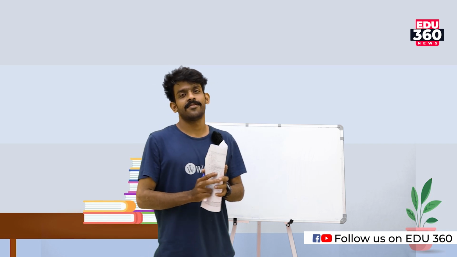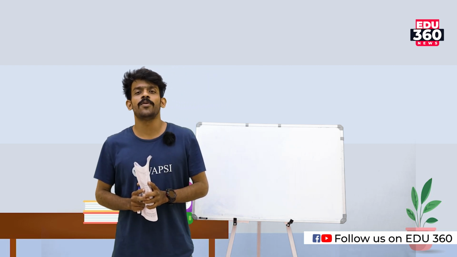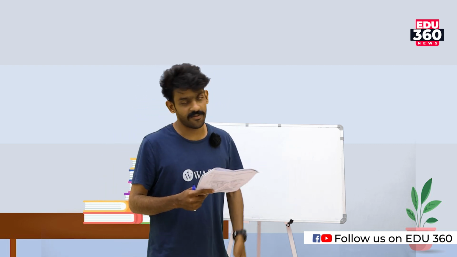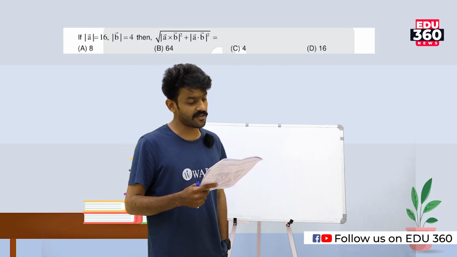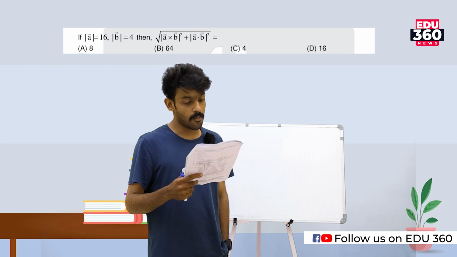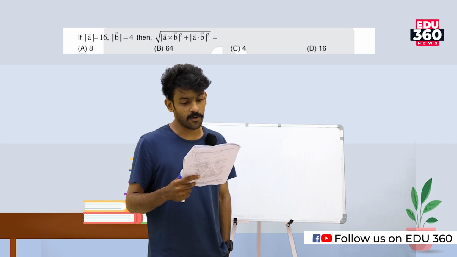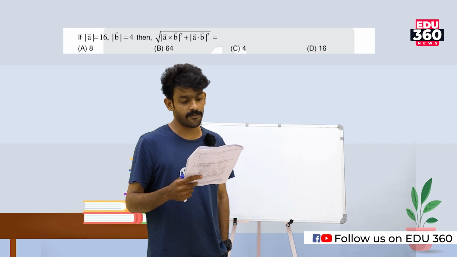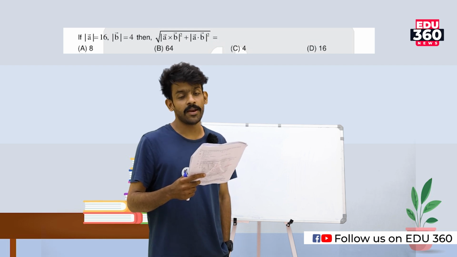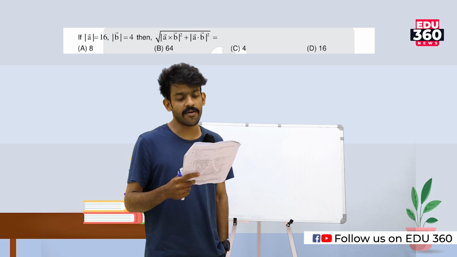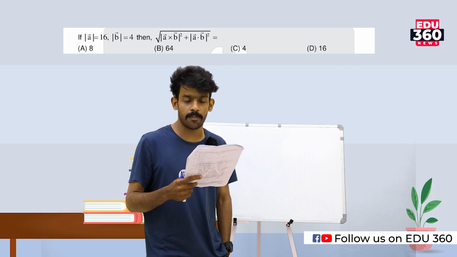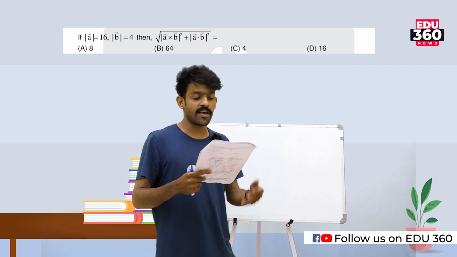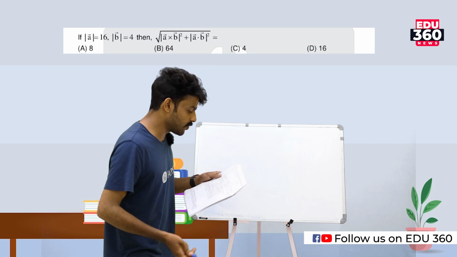First of all, we are going to discuss the question. You can see the question there. If modulus of A vector is equal to 16 and modulus of B vector is equal to 4, then we need to find the root of modulus of A vector cross B vector the whole square plus modulus of A vector dot B vector the whole square.